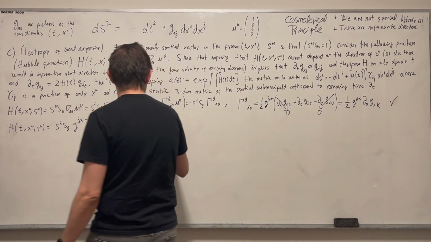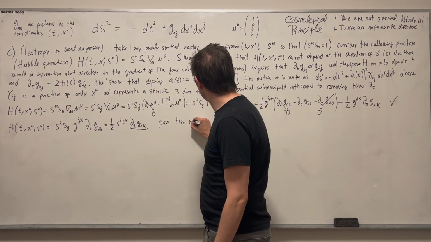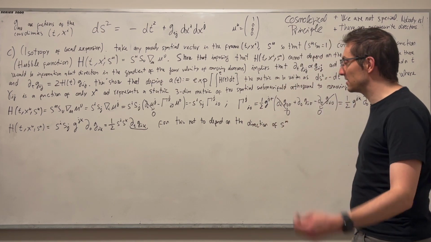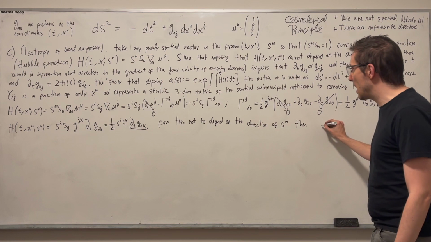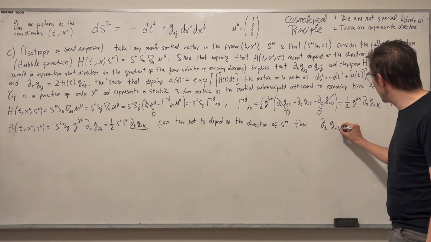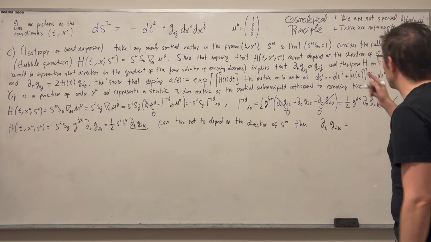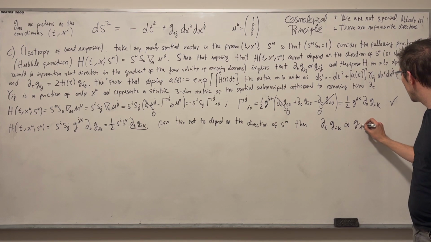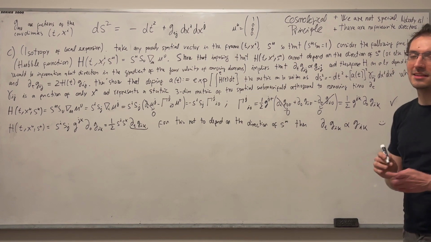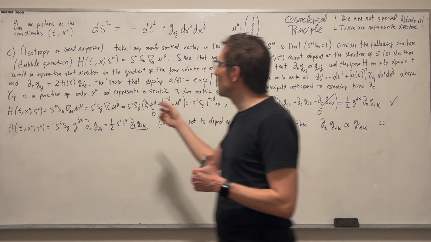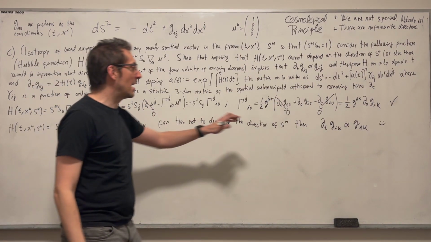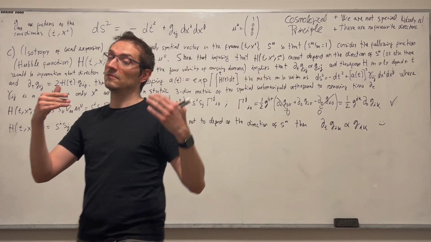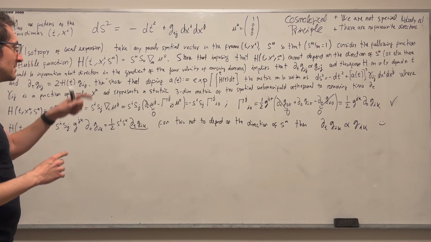So that means that for this not to depend on the spatial direction of S, we have that partial t of gik has to be proportional to gik, which is basically what the exercise tells you to prove. And then we prove the first thing that the exercise asked me to prove. So demanding that this function doesn't depend on the direction of S, I know that the partial derivative with respect to t of gik has to be proportional to gik. Very nice. All right, so let's take another step.